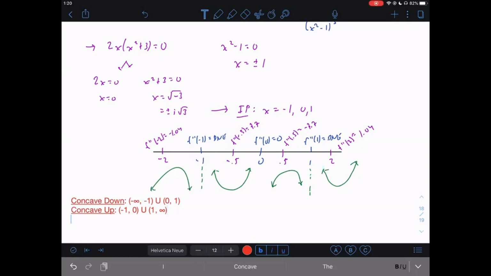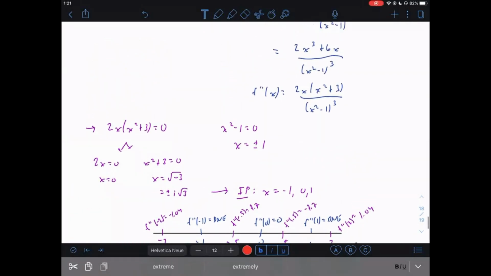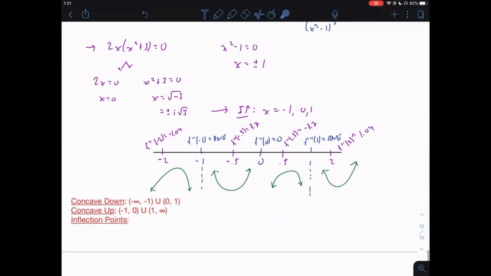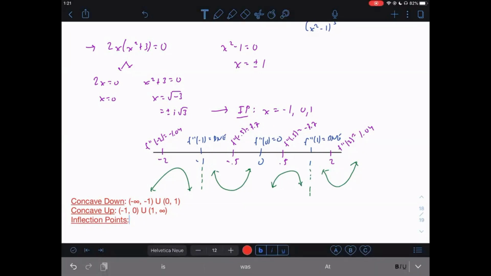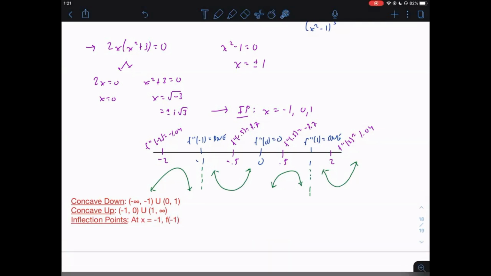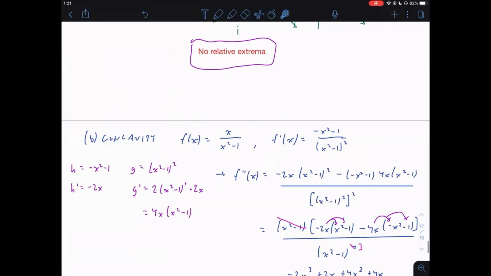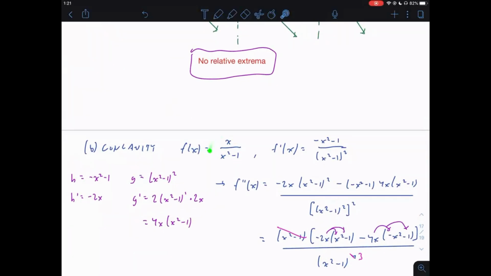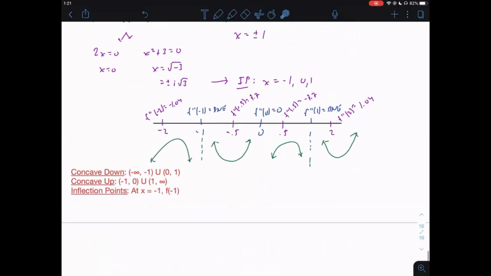Now the inflection points. Again, here we found 3 solutions from the second derivative. Our 3 inflection points are -1, 0, and 1. But again, if we try to plug -1 into our original equation, x over x squared minus 1, it will be undefined. This does not exist.